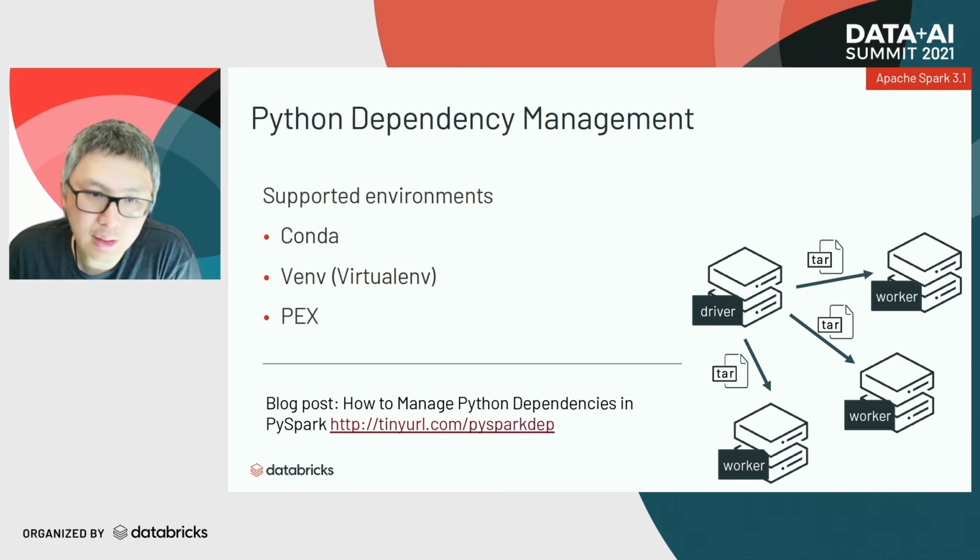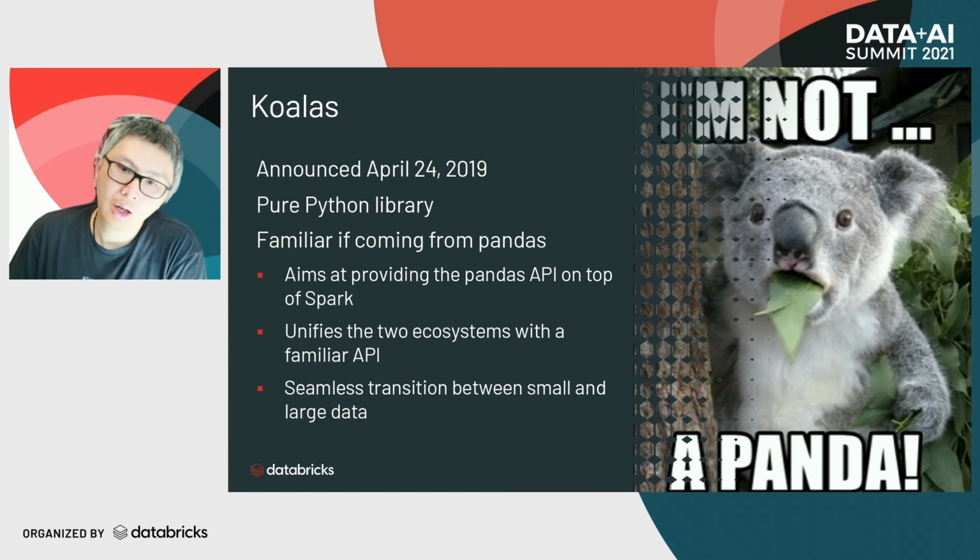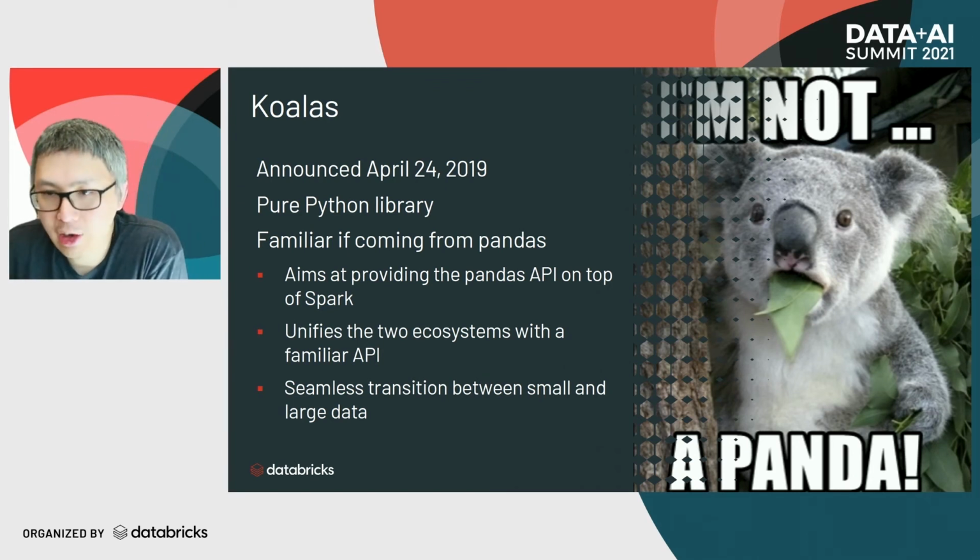Now, let us discuss ongoing efforts in the community. If you follow our former summit keynotes, you might know the project Koalas very well. This project was announced 2 years ago. Because pandas does not scale out to big data, Koalas fills a gap by providing pandas equivalent APIs that work on Apache Spark. We want to unify two ecosystems and provide a seamless transition between small and large data.